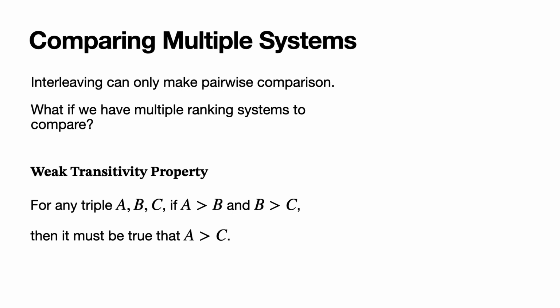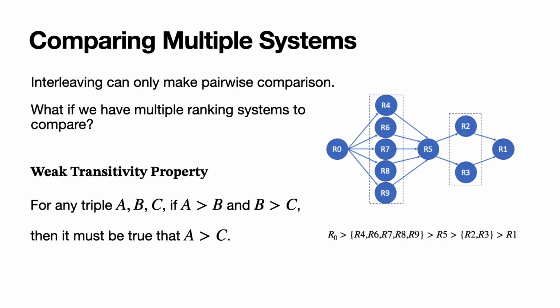Based on this property, we developed an approach to compare multiple ranking systems. The idea is that we create a node to represent each ranking system, and if two ranking systems have a statistically significant difference, we draw a directed edge between those two nodes. In this way, we get a graph like this, where we present the relationships between all the ranking systems. In this graph, we can not only demonstrate whether a ranker is better than other rankers, but we can also group all the rankers that are not distinguishable within our online experiment.